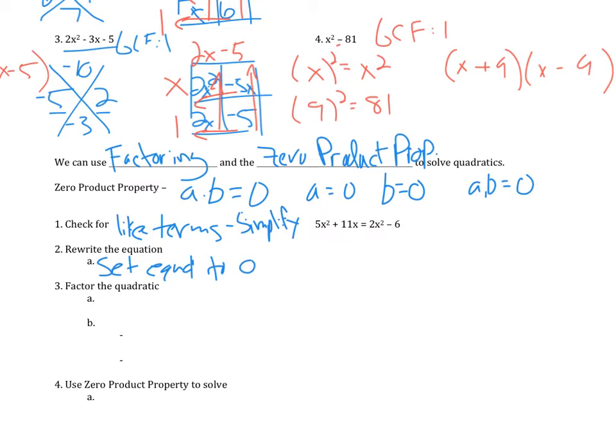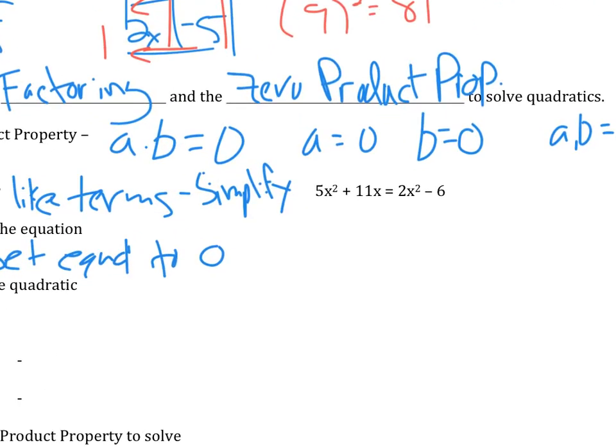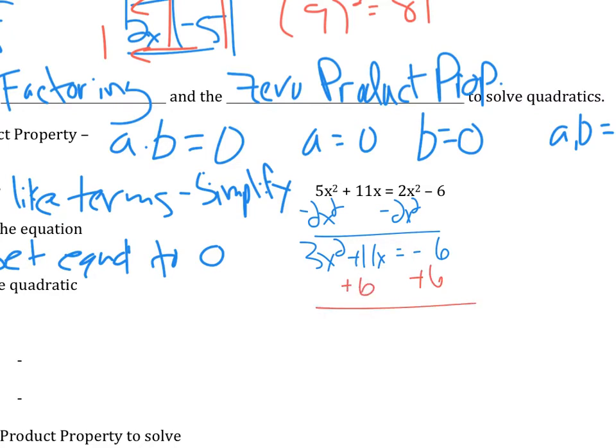So then on this one, I want to move stuff to the left because I want to keep my x squared positive. So I'm going to subtract my 2x squared. That gives me 3x squared plus 11x, and then that's equal to a negative 6. Add that 6 over. Now there's no like terms for it to combine with there, so we get 3x squared plus 11x plus 6 equals 0.